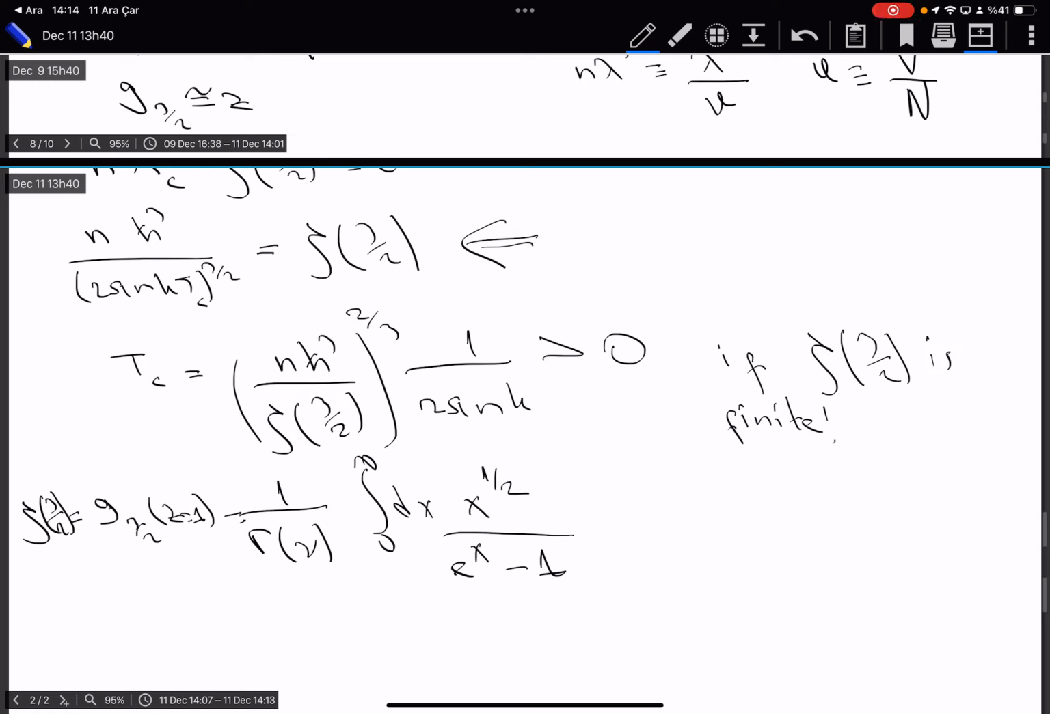Because if this integral diverges, the critical temperature is 0, which basically means that the chemical potential becomes 0 only at absolute 0. And hence there is no phase transition. There is no Bose-Einstein condensation. So why does any integral diverge? Not necessarily this one.